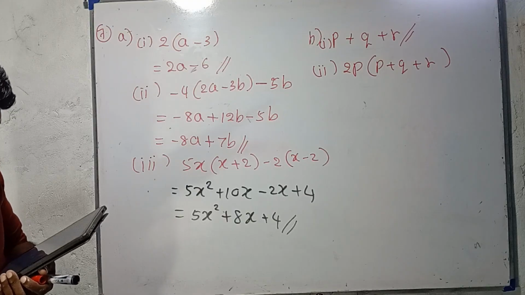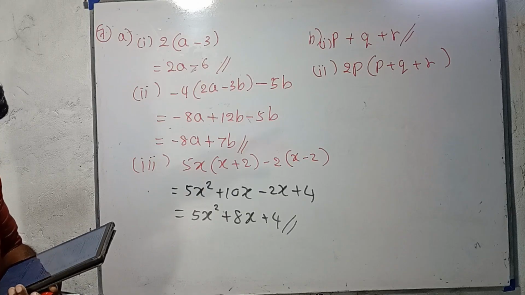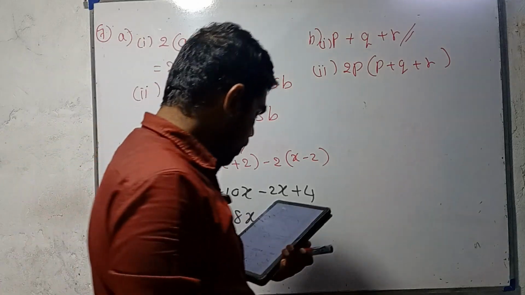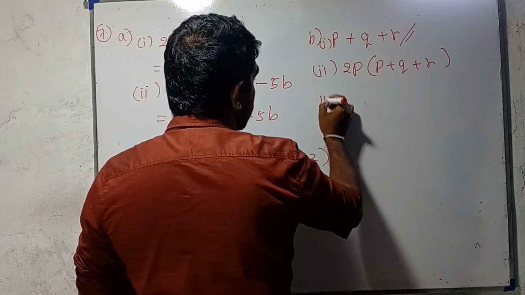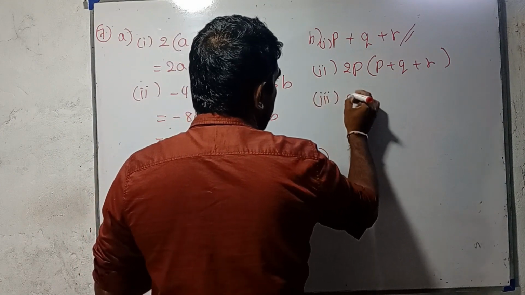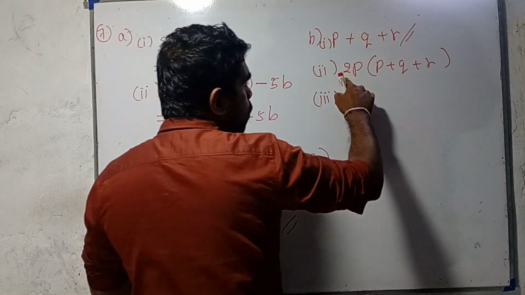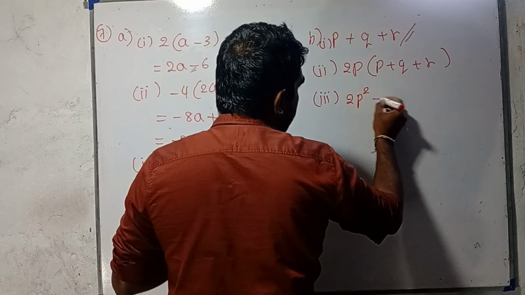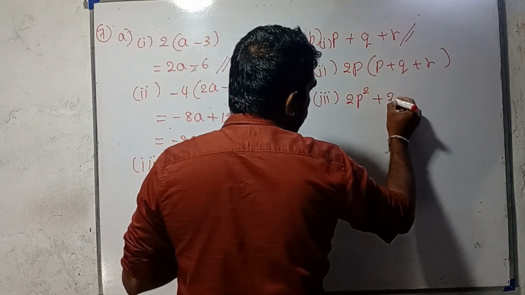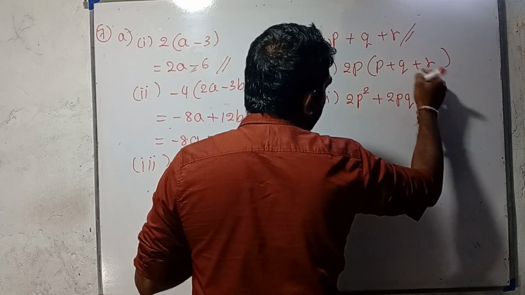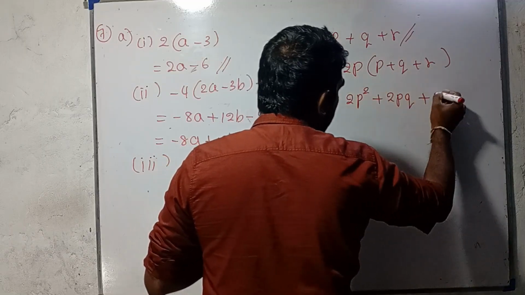Then part 3. When P is 6, Q is 2, R is 4, find the total amount he paid. Now we have to substitute values. Before substituting values, I will expand brackets. 2P into P, 2P squared, plus 2P into Q, 2PQ, plus into plus plus, 2P into R, 2PR.